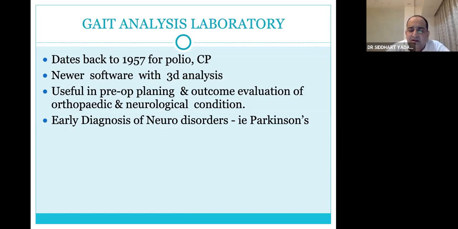For example, a patient I saw recently was not able to walk after bilateral TKR done elsewhere. Once I made her walk, I realized she had early Parkinson's. Later on, she was sent to a neurologist, and after treatment, she became all right.